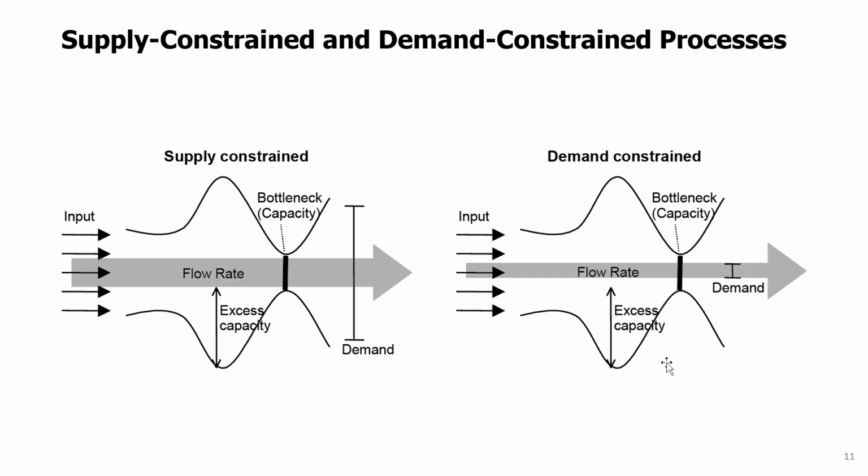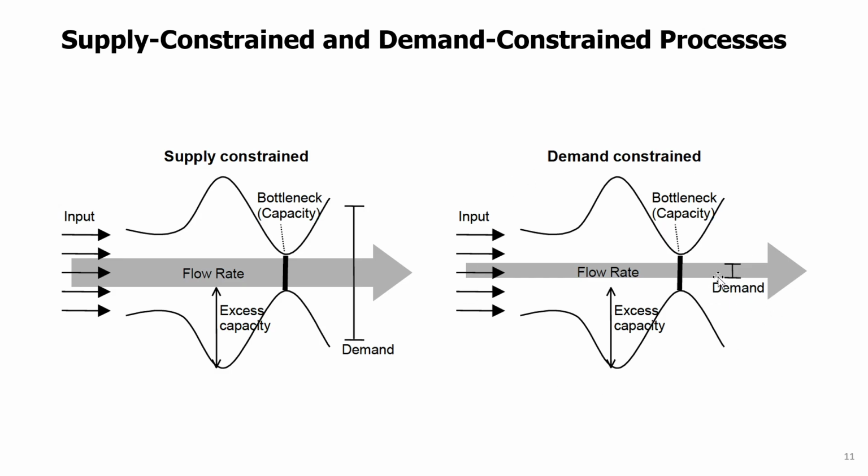This is a similar picture. However, here the demand is much narrower, much smaller. So because of the demand, this process now is demand constrained. This was supply constrained, specifically constrained by capacity, and here it's demand constrained.